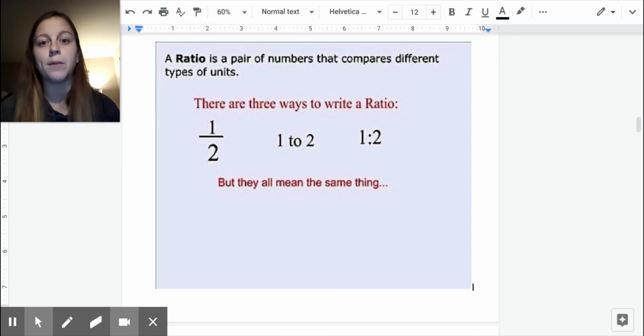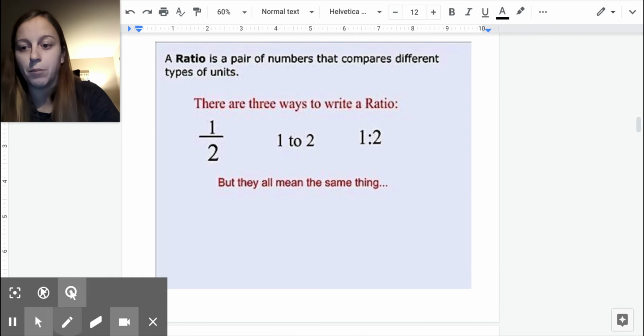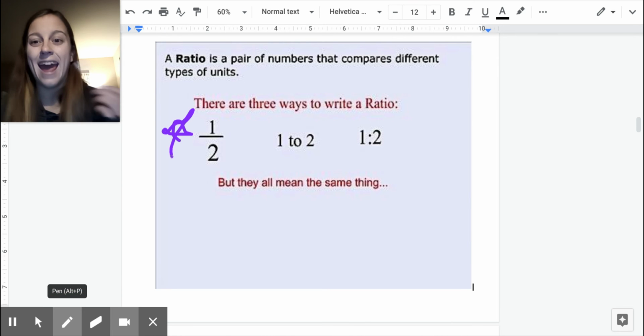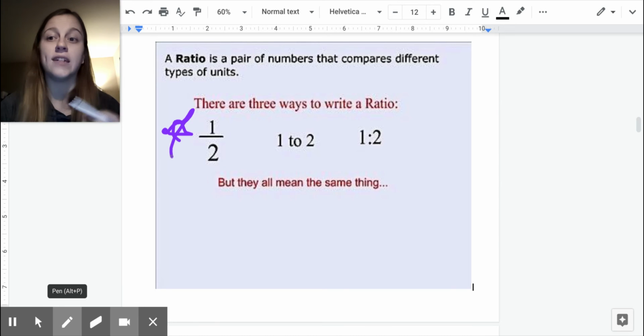A ratio is a pair of numbers that compares 2 types of units. There are 3 ways to write a ratio. You can write it in fraction form. So here's that first example there in fraction form. Okay. 1/2, that doesn't actually read as 1/2 when we're talking about ratios. It reads as 1 to 2. Okay, for every 1 cat, there's 2 dogs.